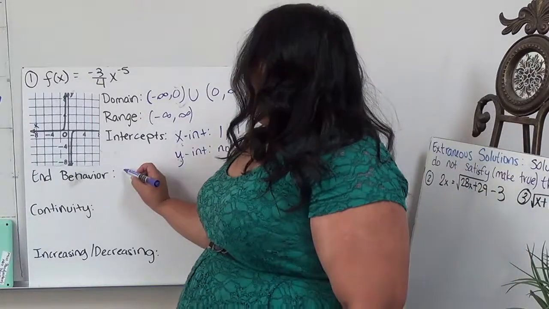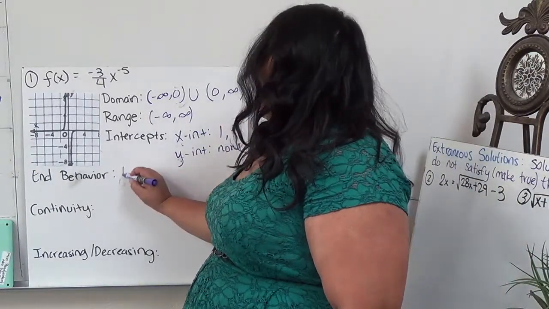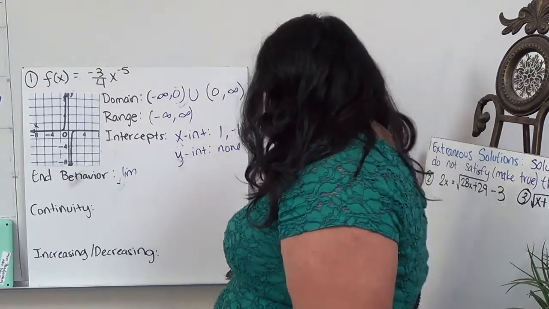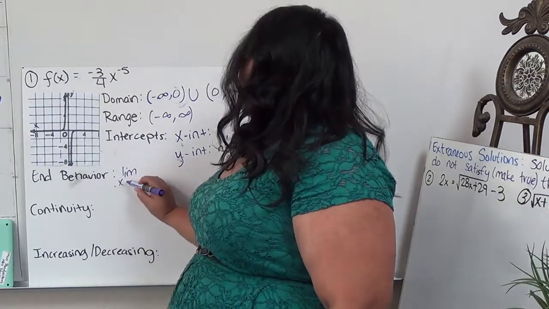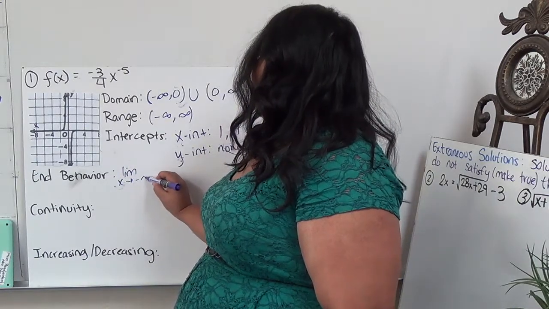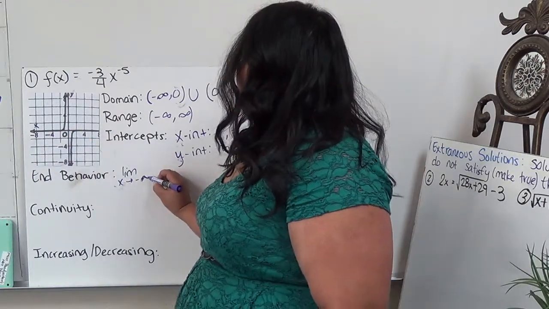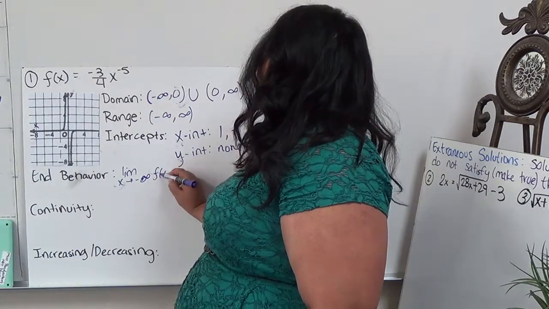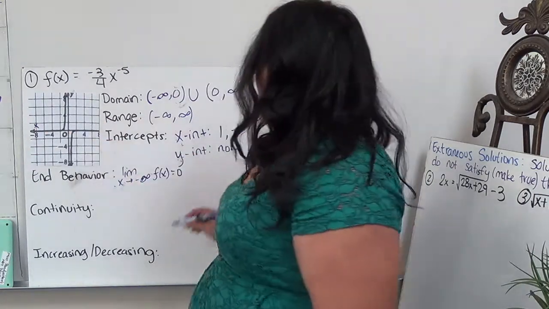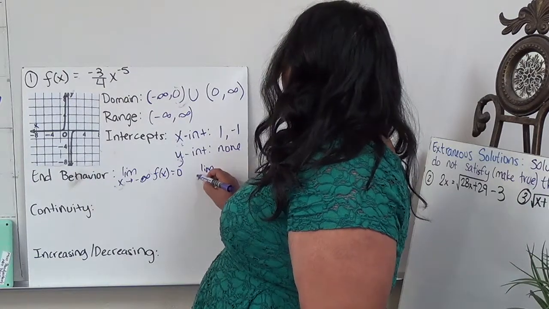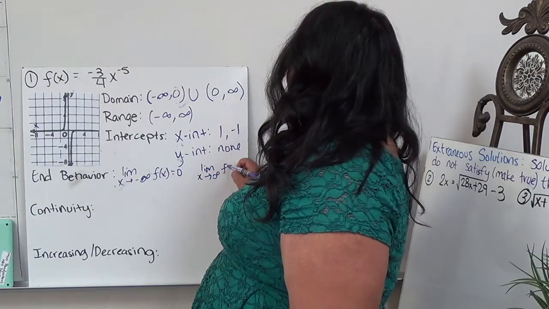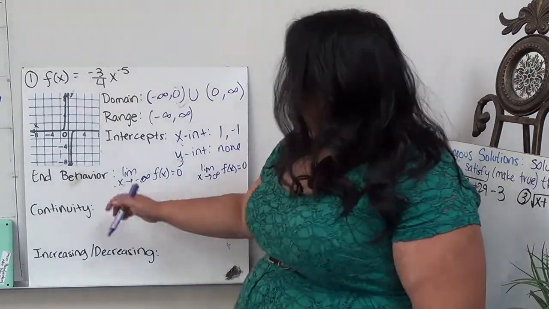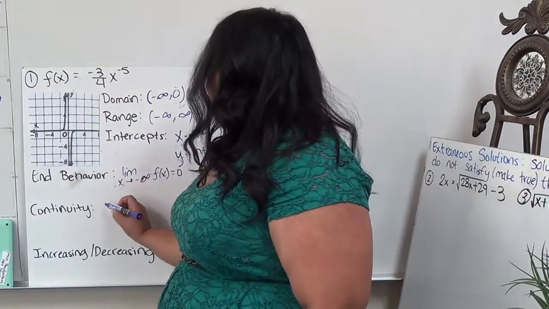The end behavior: as x goes to negative infinity, its goal, but it never actually reaches it, is f of x equals 0. It's approaching 0. For the other side, the limit as x goes to infinity is f of x equals 0. The continuity is that at x equals 0 there's a disconnect.